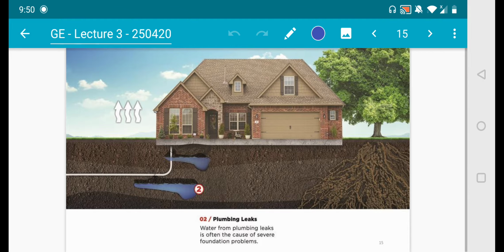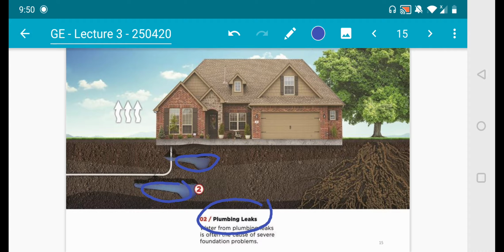Now the second is plumbing leaks. This can also cause settlement in a simple structure. Water from plumbing leaks is often the cause of severe foundation problems. Maybe this one will settle and this one stays.